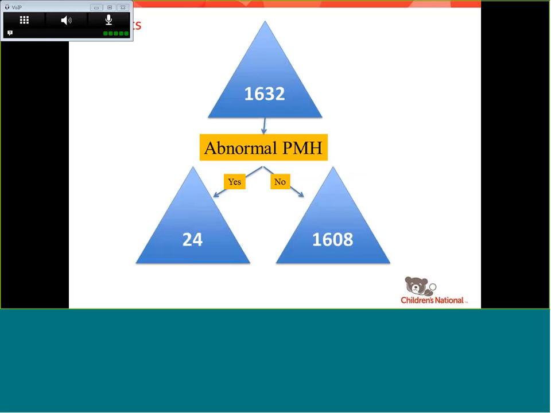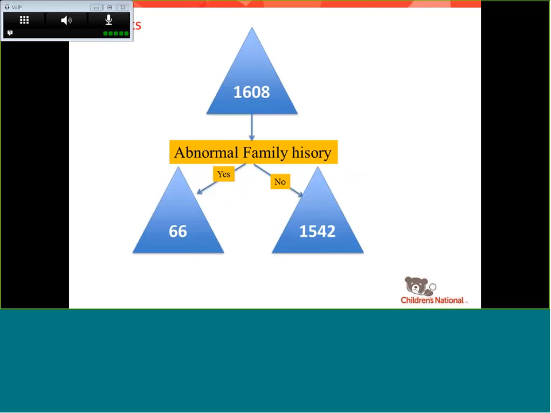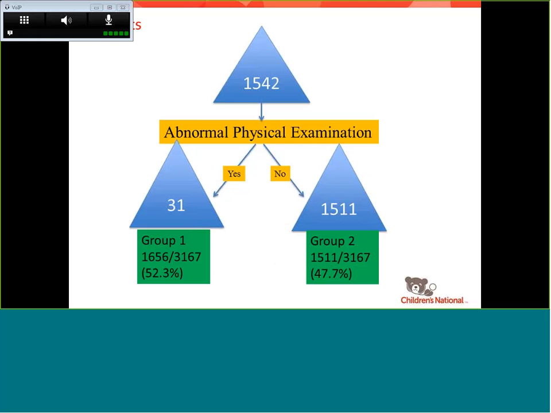Of those, 24 had a concerning past medical history. And of the remaining patients, 66 had a concerning family history. And finally, 31 patients had a concerning physical examination. This formed group 1, which represented 52% of the entire cohort across the 13 academic and community centers. 47.7% of the patients were part of group 2. Those are the children that had absolutely no reason to be seen in cardiology.